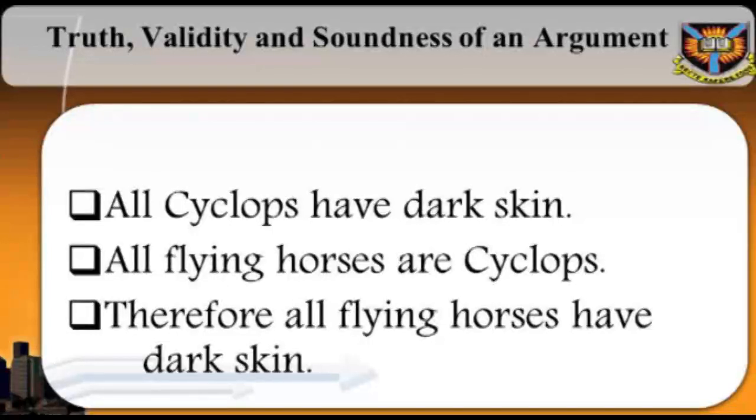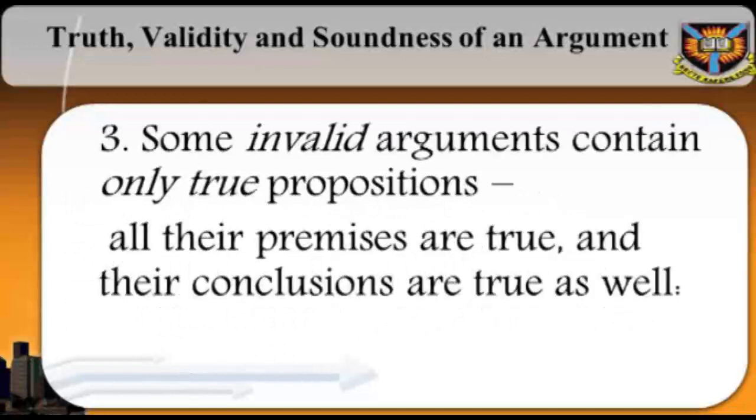This argument is valid because if its premises were true, its conclusion would have to be true also, even though we know that in fact both the premises and the conclusion of these arguments are false. 3. Some invalid arguments contain only true propositions, that is, all their premises are true and their conclusions are true as well.